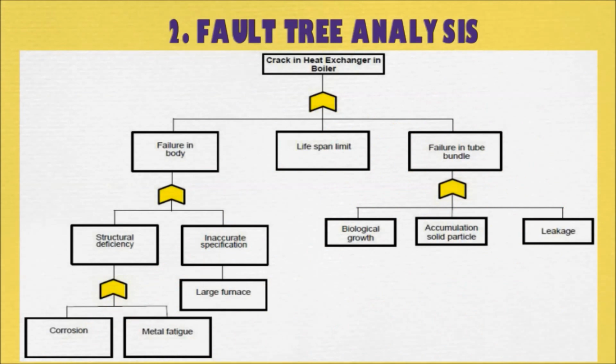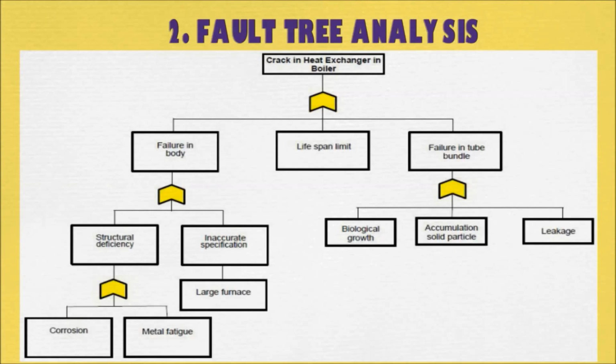For fault tree analysis, the main event is crack in heat exchanger in boiler. With that, we divided the possibility factors that contribute to the crack. Number 1 is failures in tube bundle, lifespan limit, and failure in body.